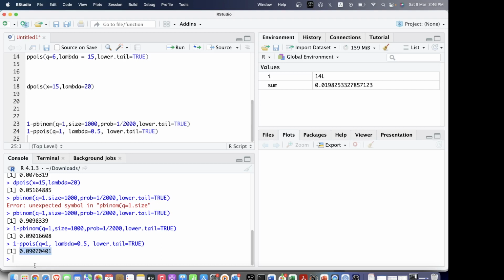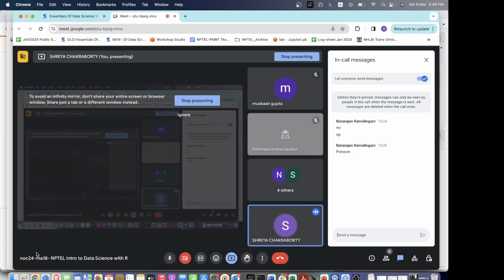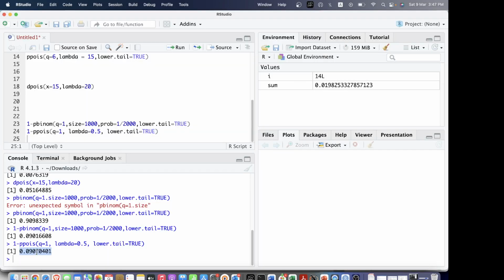This is one validation that whenever we have an n which is crossing, let's say, 500 or 1000, usually we would have good results with the Poisson approximation.